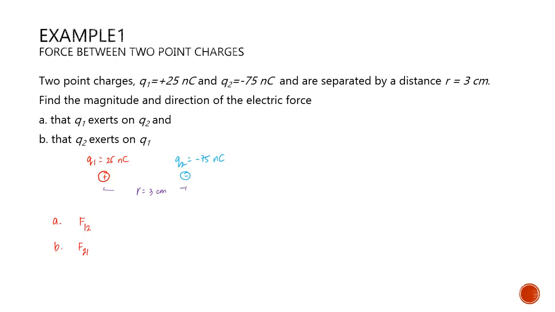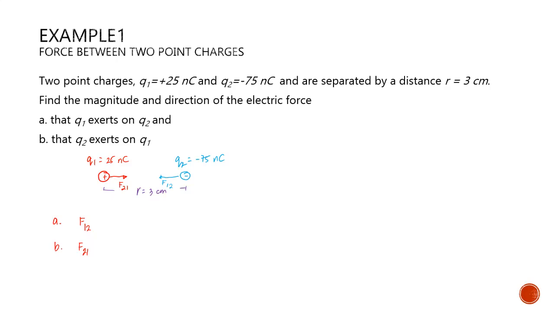So for Q sub 1, the arrow that we are going to draw is to the right because Q2 is to its right. So this is the force that Q2 is acting on Q1. And that is the same force that Q1 is exerting on Q2. So same in magnitude. So we have to solve for that value. So this is the force that Q1 is acting on Q2. So again, they are equal in magnitude but opposite in direction.